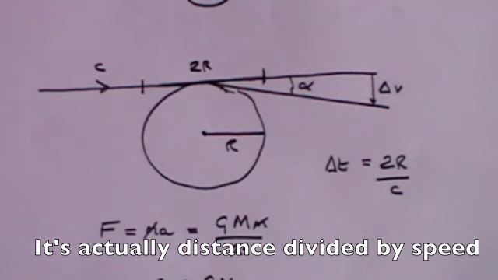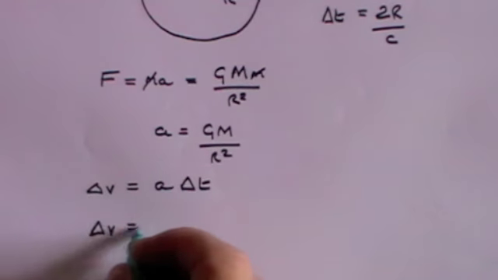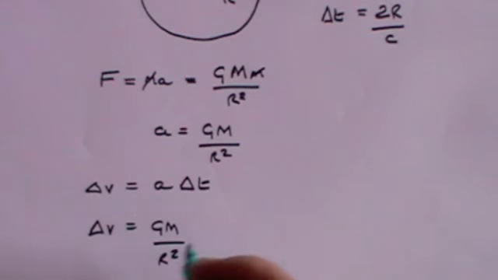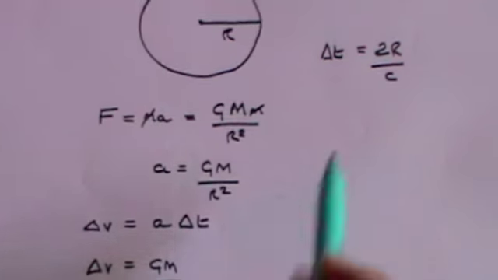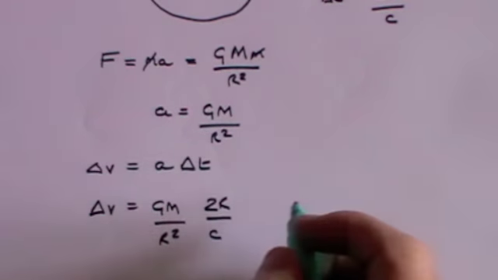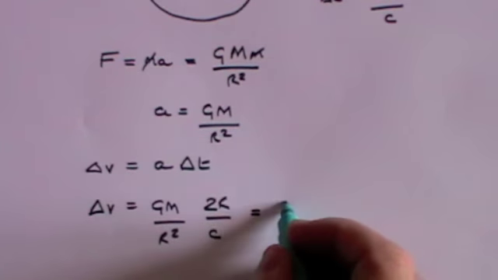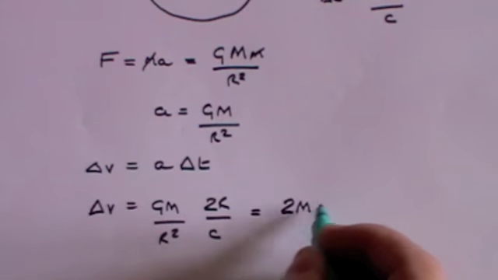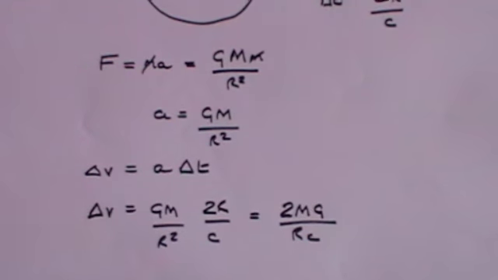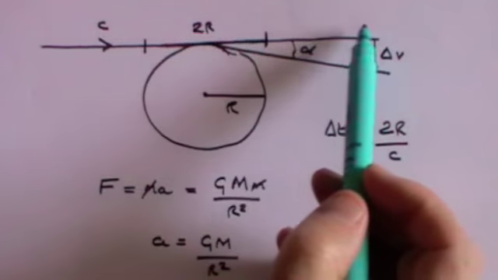And so we can now say that delta v is the acceleration, which we've just shown is GM over r squared, times delta t, which we just showed was 2r over c. And that gives us, as one of the r's cancels out, that the change in velocity is 2GM over rc. And now we can draw the vector diagram, which is basically this shape up here.